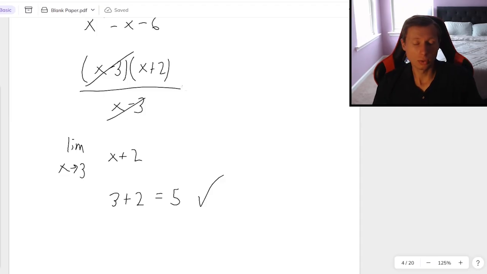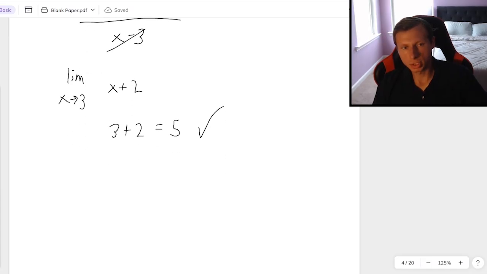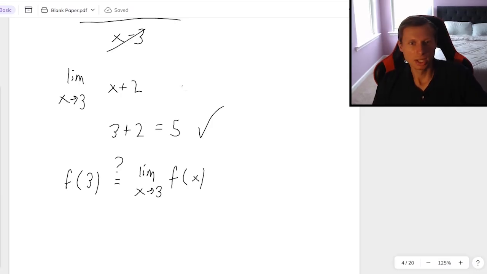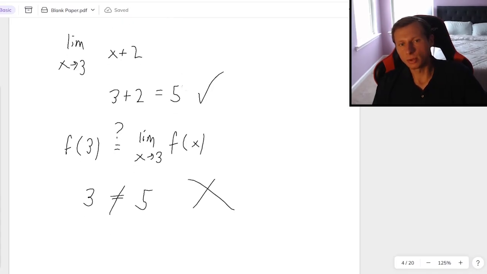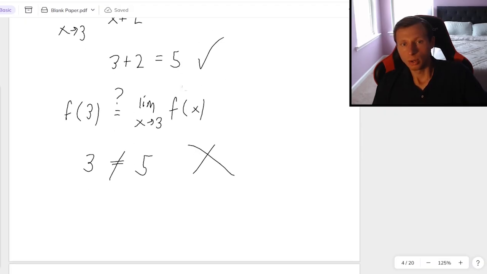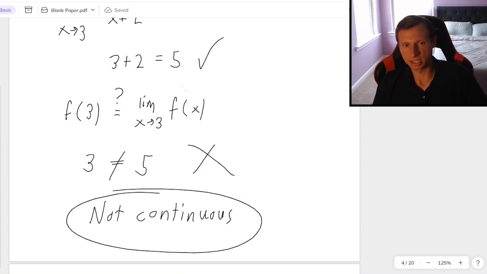Great. Not only does the limit exist, the two-sided limit exists, both the left and the right, which is great. And then for the final check, I just need to make sure the y value equals the value of the limit, which if you're paying attention, you know that is not true because 3 is not equal to 5. So that means we failed our third and final check, which means we are going to say not continuous. This function is not continuous at x equals 3.